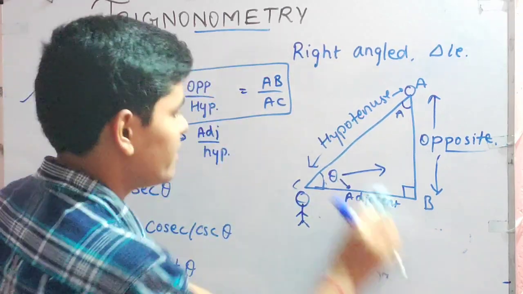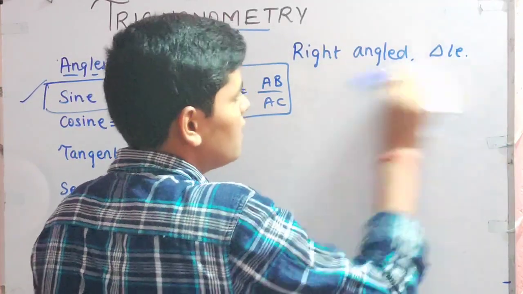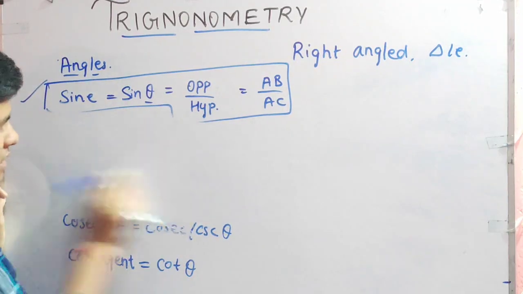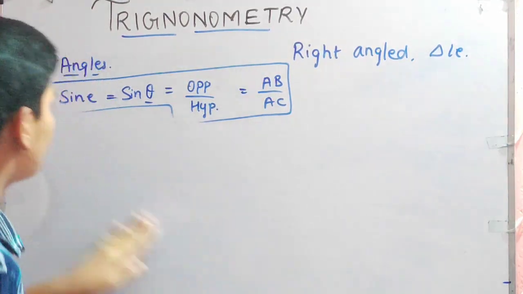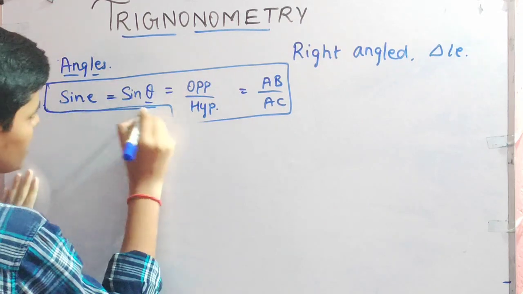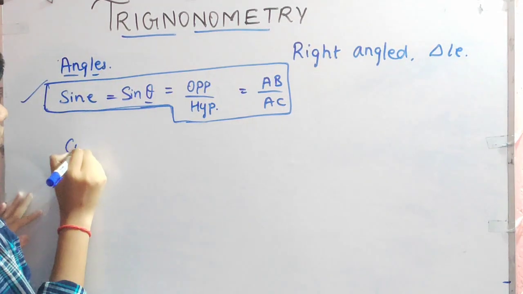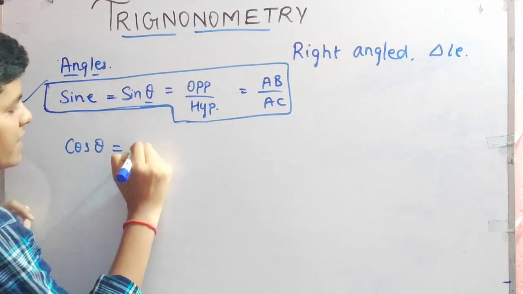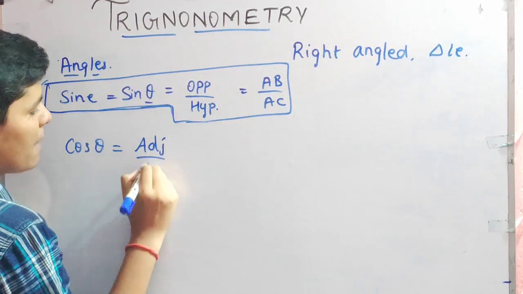So let me rub this thing over here. All you have to learn is the sine, because the sine is the most important. Once you remember sine, you can remember the others as well. Then we have cos theta. Sine is opposite by hypotenuse, so cos we can say is adjacent by hypotenuse.